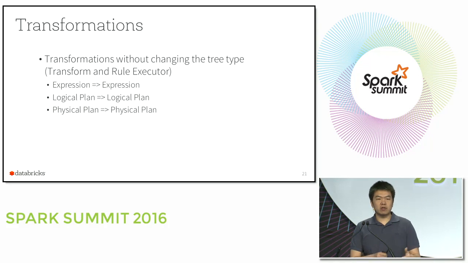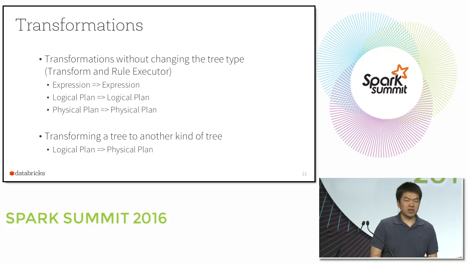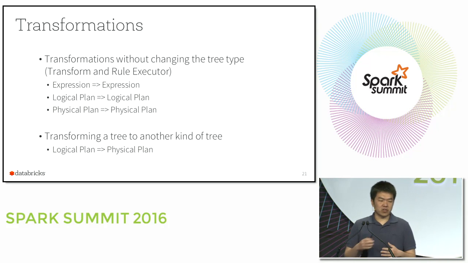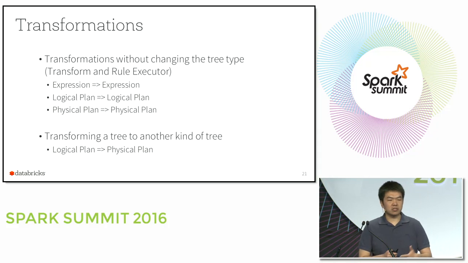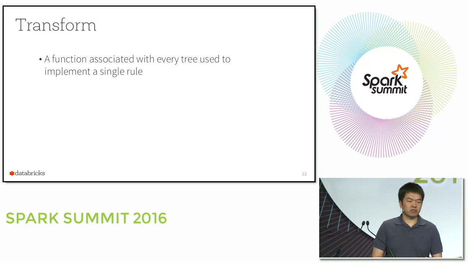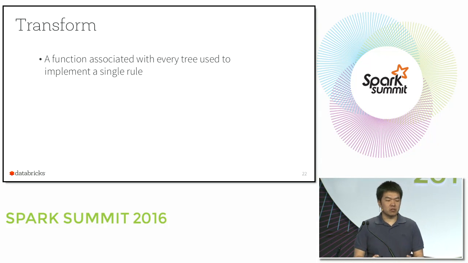The first one is transform, and the second one we call rule executor. And the second kind of transformation is where we transform a tree to another kind of tree. In Catalyst, we use this kind of transformation to implement the conversion from logical plan to physical plan. So let me introduce these two kinds of transformations. I will start with transform. Transform is a function associated with every tree and is used to implement a single rule.